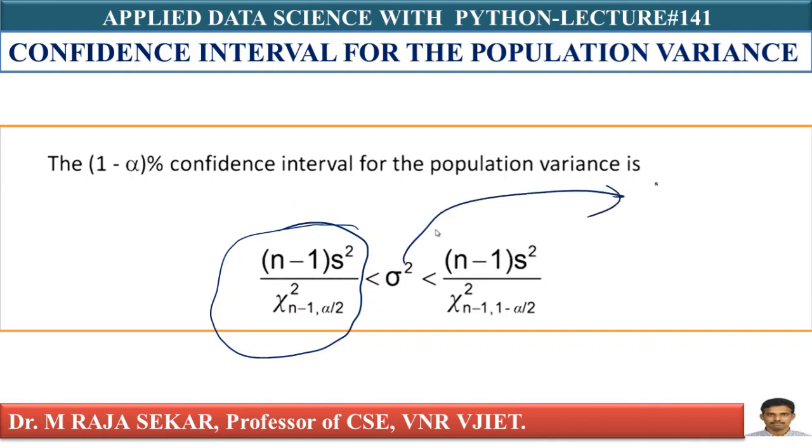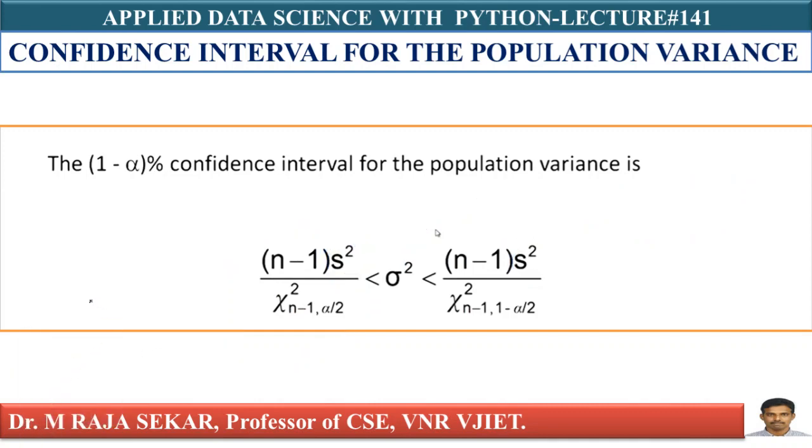What is sigma square? My sigma square is the population variance. I am estimating population variance with the help of sample variance. S square is the sample variance. Anyway, we will try to understand this. It can be calculated. It is simple and straightforward.